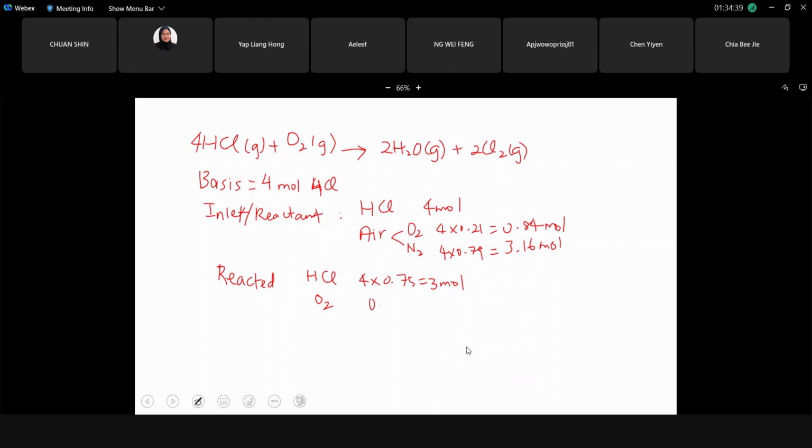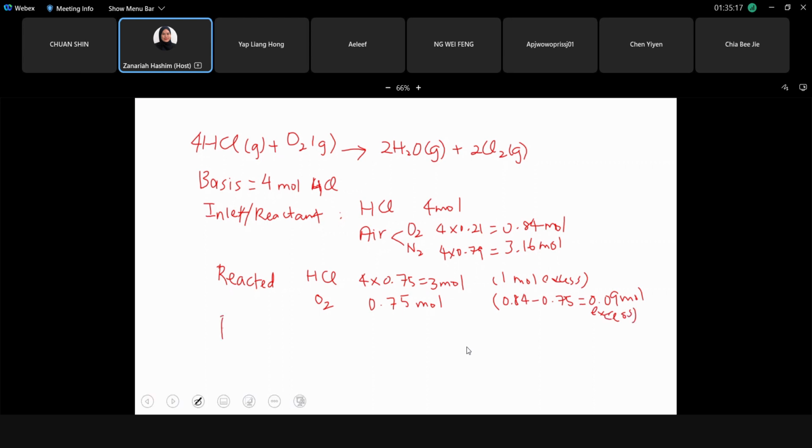Okay. So it means here there is excess. So for HCl you have 1 mole excess. And for oxygen you have 0.84 minus 0.75 which is 0.09 mole excess. The excess will go into the product stream.